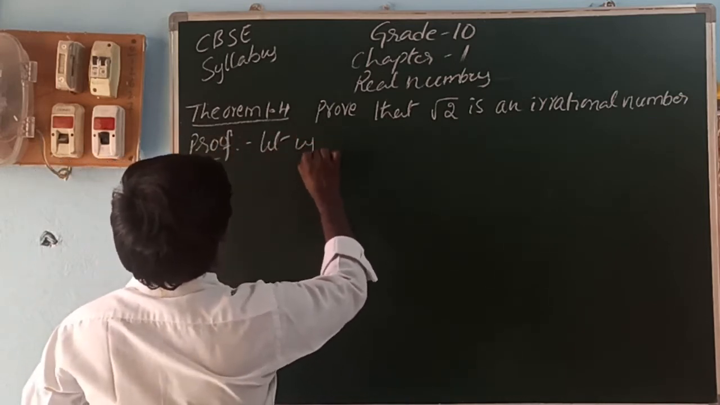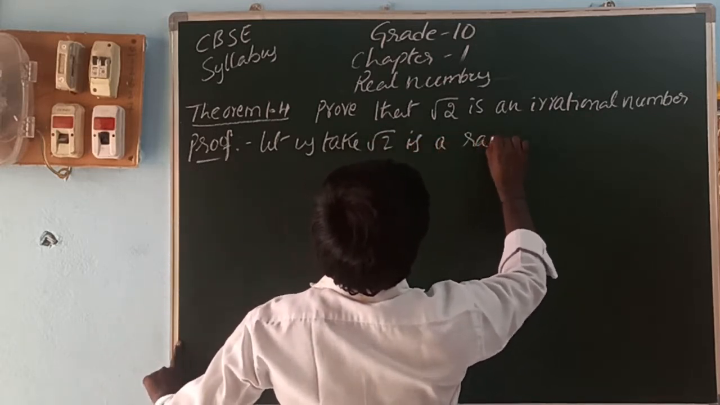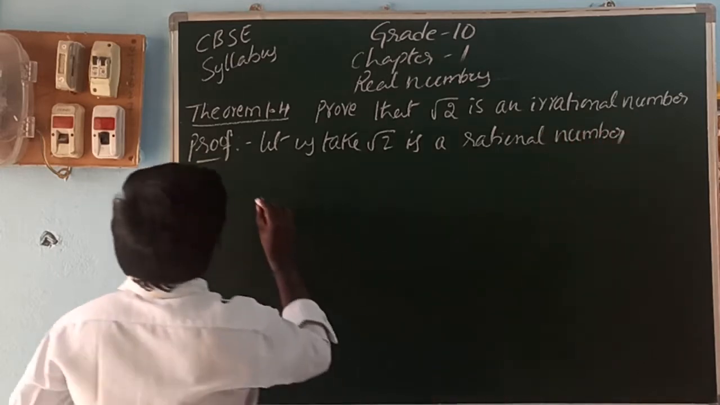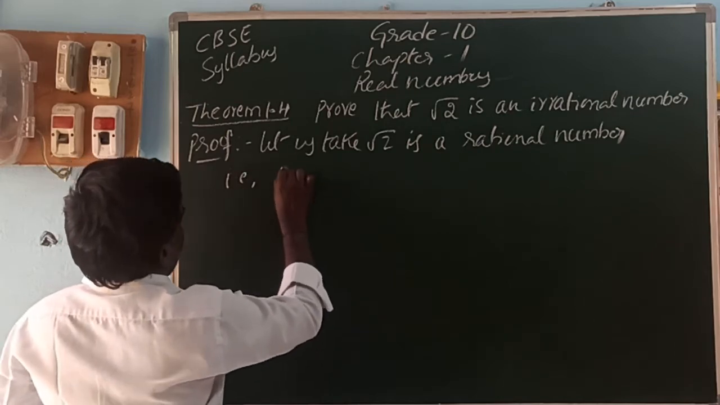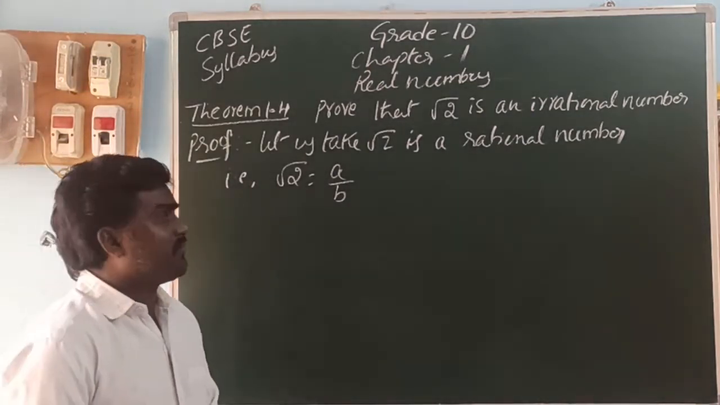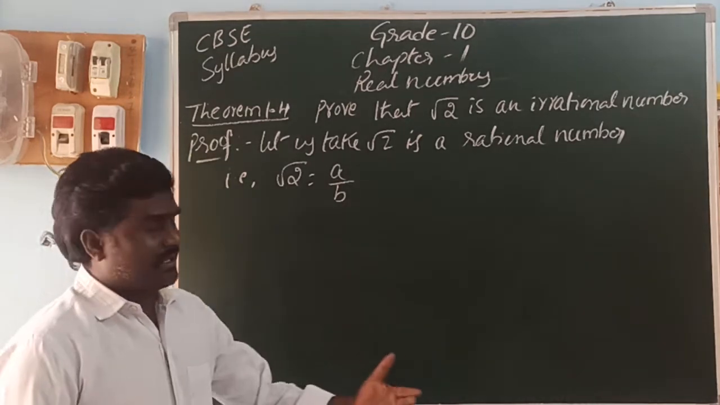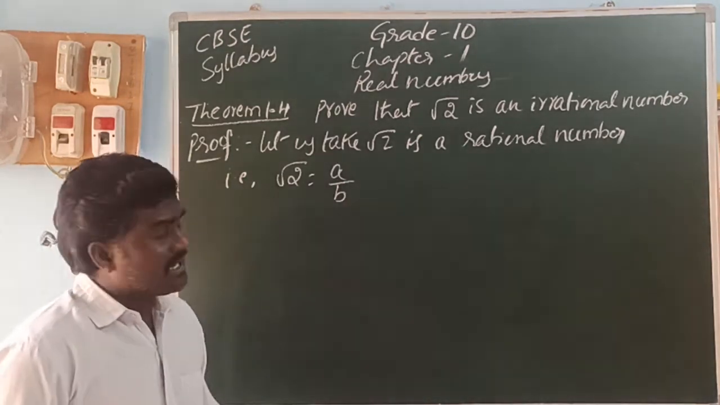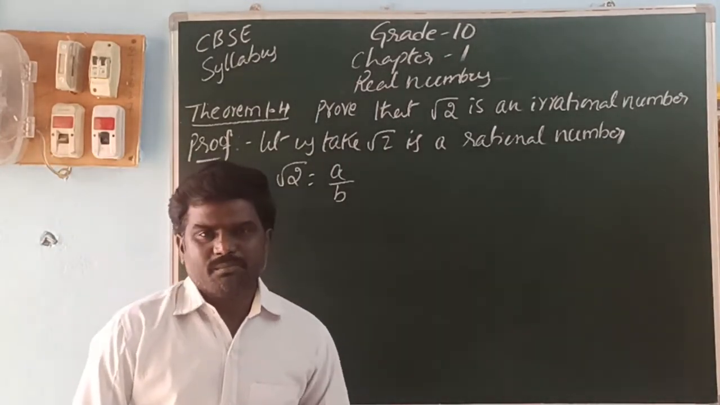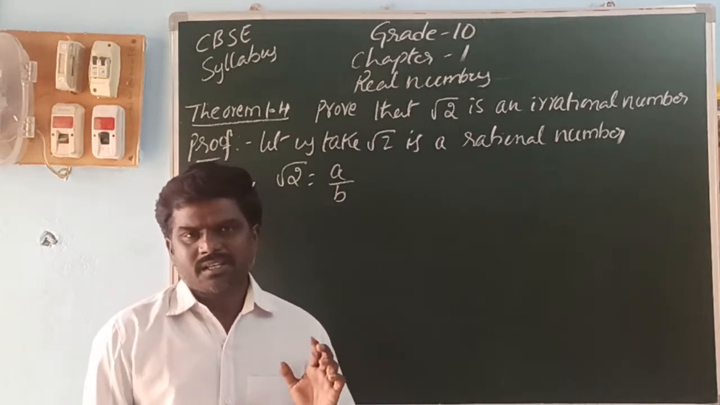Let us take root 2 is a rational number. So root 2 is equal to a by b. Here what is called a rational number? A number which is in the form of p by q, q is not equal to 0, p and q are integers. Here we take that a and b are co-primes. Co-primes means what? There is no common factor between a and b. What is the common factor? 1. The HCF of any two numbers is 1. Those numbers are called co-primes.